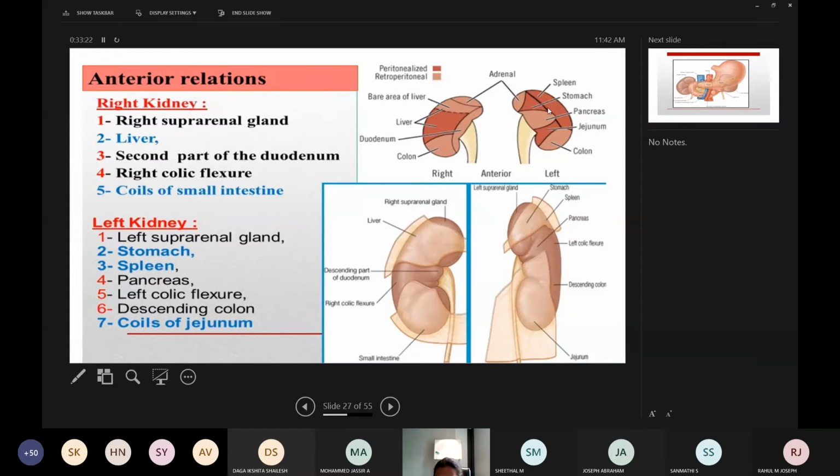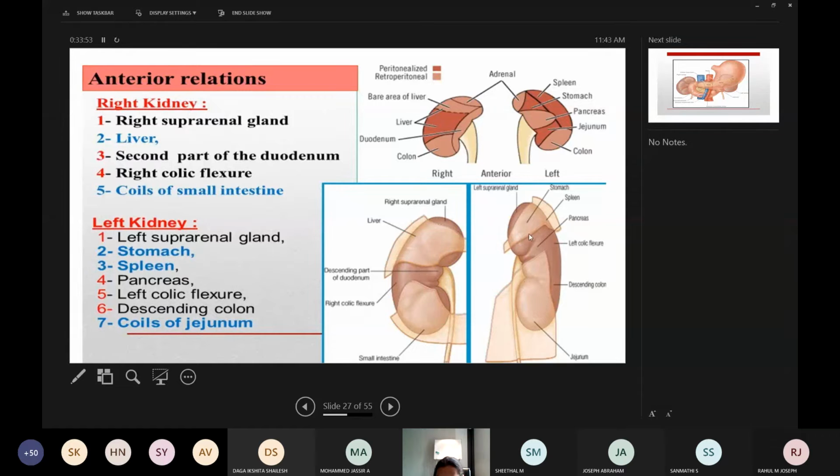Then this triangular area is related to the stomach. The medial part of the anterior surface is related to the posterior surface of the stomach. Here, stomach and the kidney are separated by the lesser sac. Then the lower part of the anterior surface on the medial side is related to the coils of the jejunum. The brown colored part is covered by the peritoneum, whereas the lighter brown is not covered by the peritoneum.